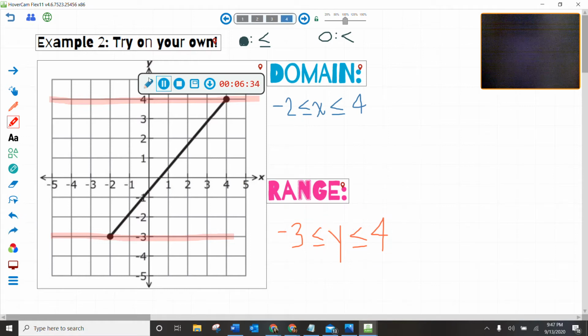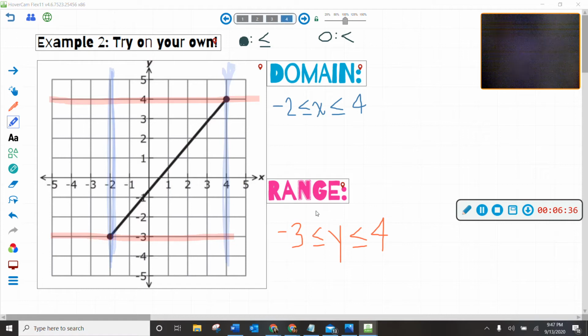So overall, what I've done by describing both my domain in blue from left to right and my range from bottom to top, I have enclosed this representation by my domain and range. Now, if I did not have a domain and range, that would mean this line would probably go on forever, but I am enclosing it within this certain area.